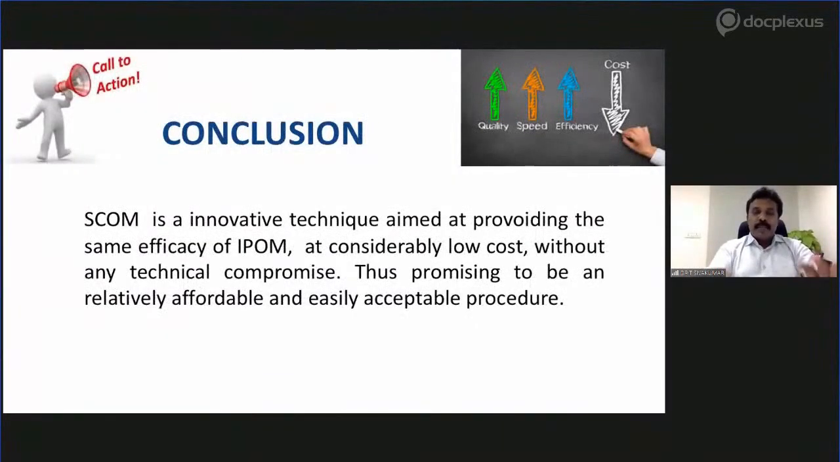So the conclusion: subcutaneous only mesh repair is an innovative technique that aims to provide the same efficacy as IPOM at considerably low cost without any technical compromise, thus promising to be a relatively affordable and easily acceptable procedure. Thank you very much. I think I have completed.